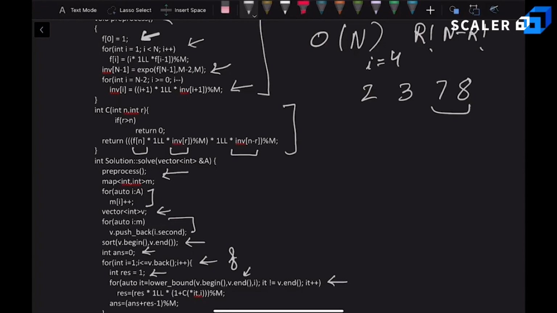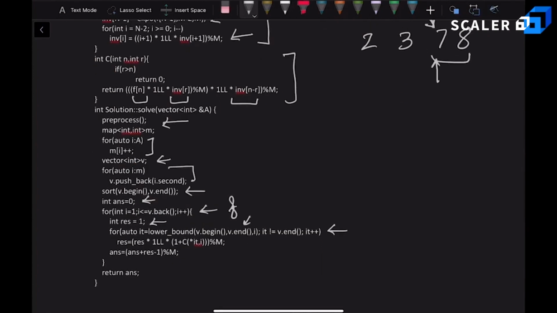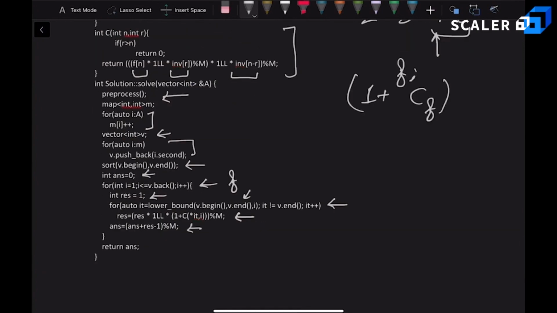So for example, if I is 4, the smallest value which is greater than or equal to 4 is 7. So it returns a pointer to this element. And so we'll start from here and move till the end of the array. And now the contribution of any element will be 1 plus star it, which is the value at this pointer, that is, f. And finally we will add res minus 1 to our answer and simply return answer.